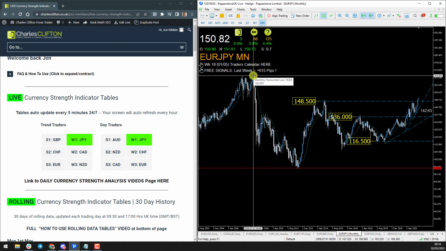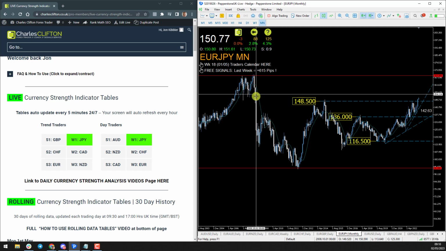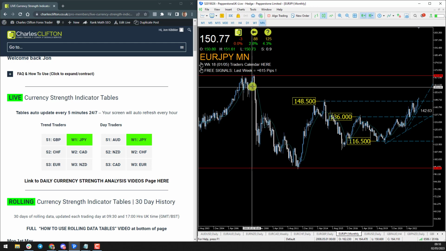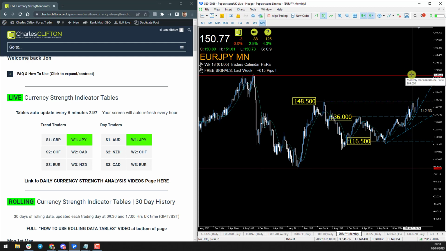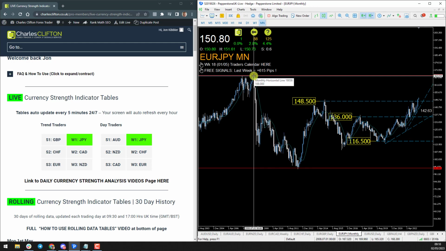The high of that consolidation was in July of 2008. And if we look at this monthly time frame, there's not really much in the way of support and resistance that could block price potentially heading up to that 169 high, which is that high of 2008.